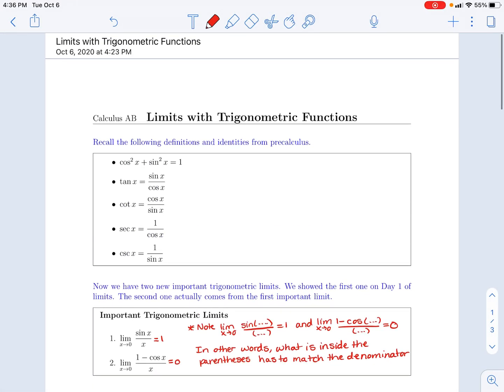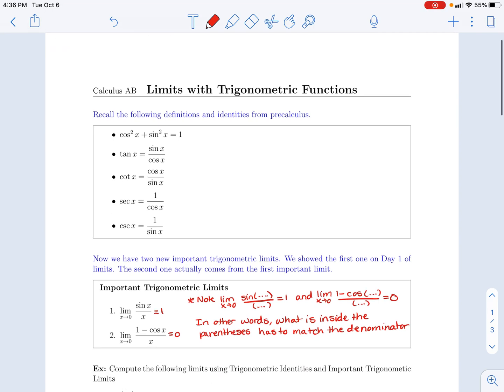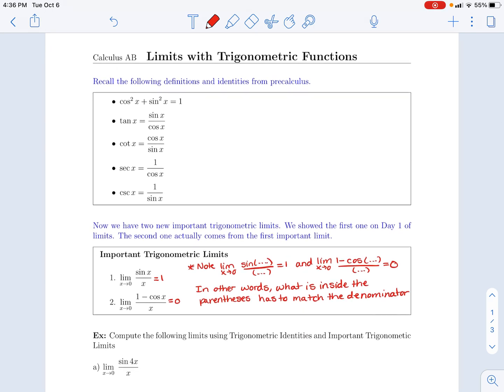Hello everyone. So today we're going to talk about limits with trig functions. And so here I'm just recalling some identities and definitions from pre-calculus that are going to be important in terms of figuring out the limit of trig functions.